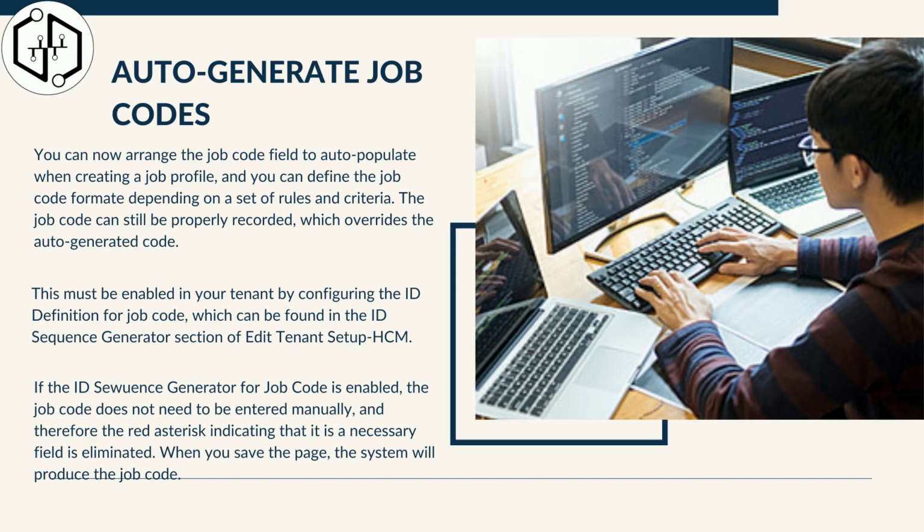This must be enabled in your tenant by configuring the ID definition for job code, which can be found in the ID sequence generator section of Edit Tenant Setup HCM. If the ID sequence generator for job code is enabled, the job code does not need to be entered manually, and therefore the red asterisk indicating that it is a necessary field is eliminated. When you save the page, the system will produce the job code.